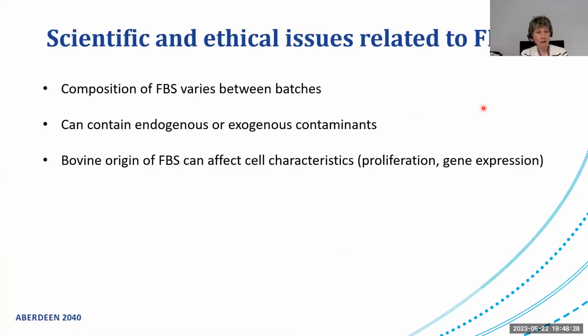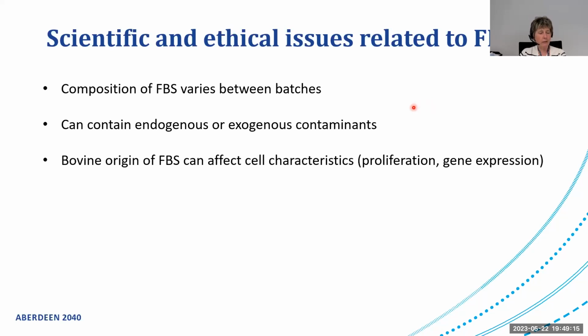And that's despite the fact that there's a number of scientific and indeed ethical issues related to fetal bovine serum. I'm sure those of you that do cell culture will know that the composition of fetal bovine serum can really vary between batches, but of course we can counter that by batch testing to make sure that we're using the same batches of serum across experiments so that we get reproducibility. FBS can also contain endogenous or exogenous contaminants, and because it's bovine origin, the FBS can affect the characteristics of your cell, so it can influence how they're likely to grow and also the genes that might be expressed.